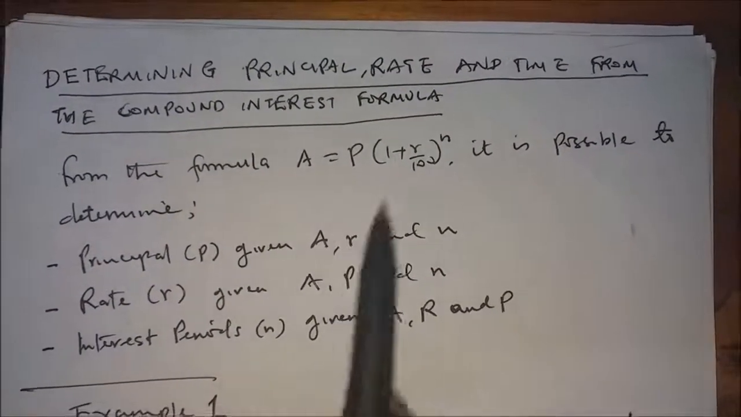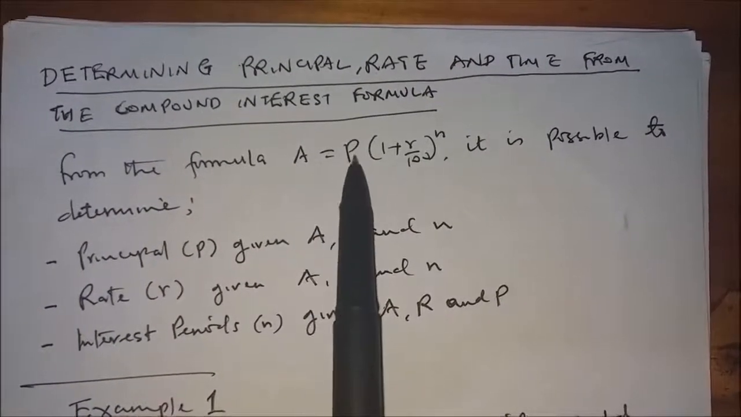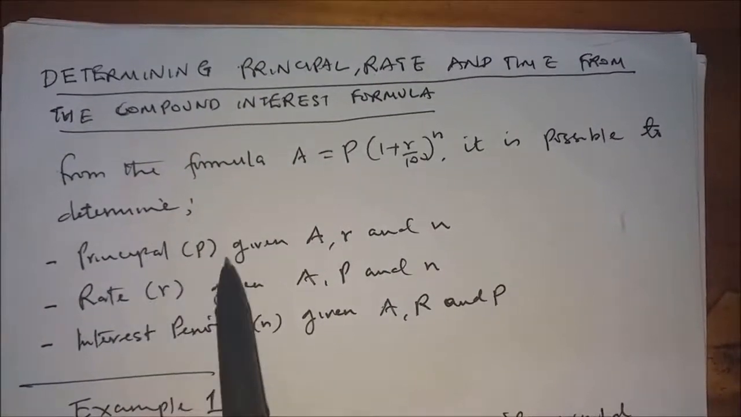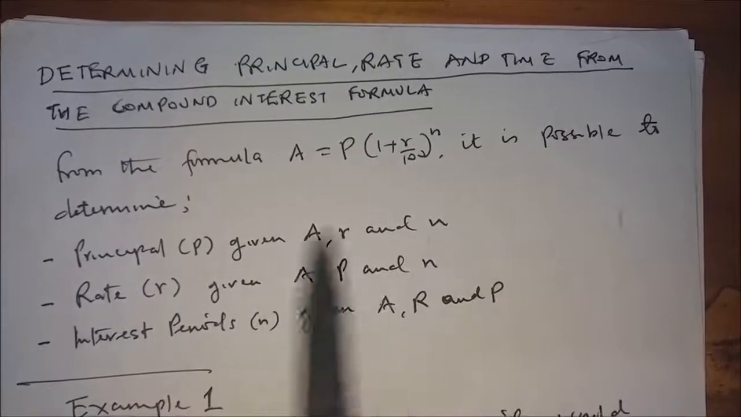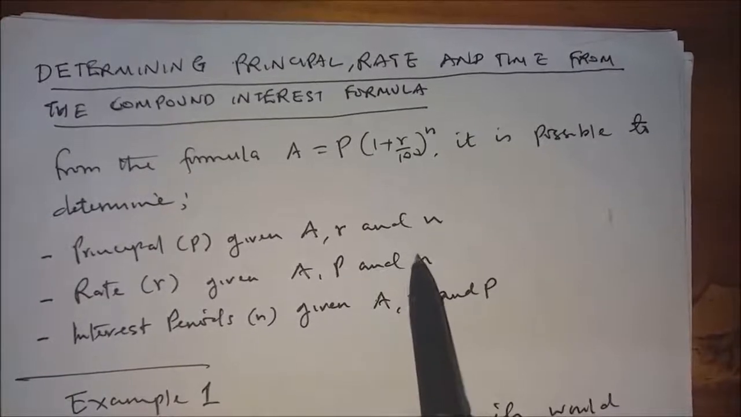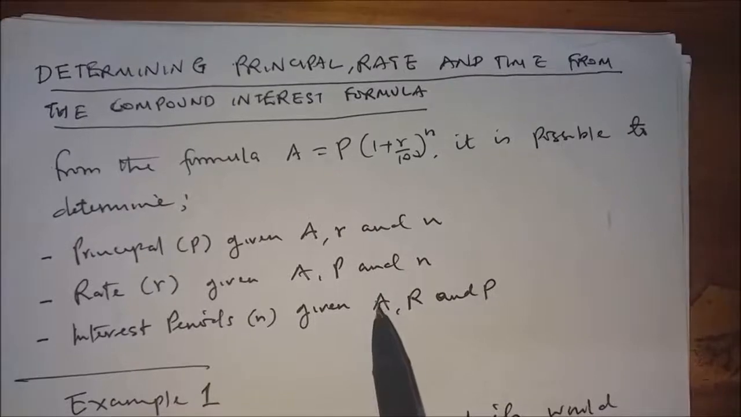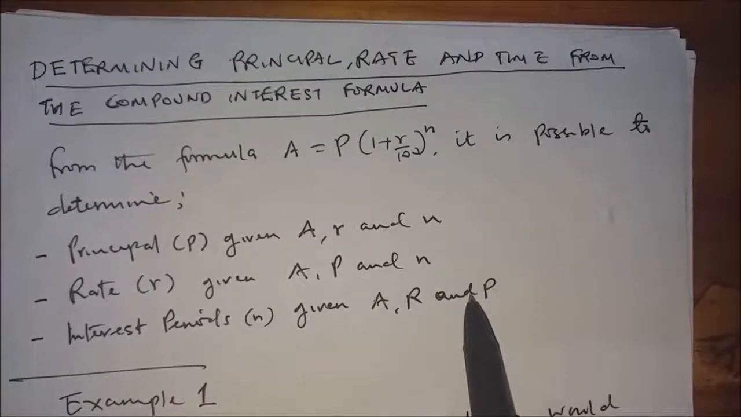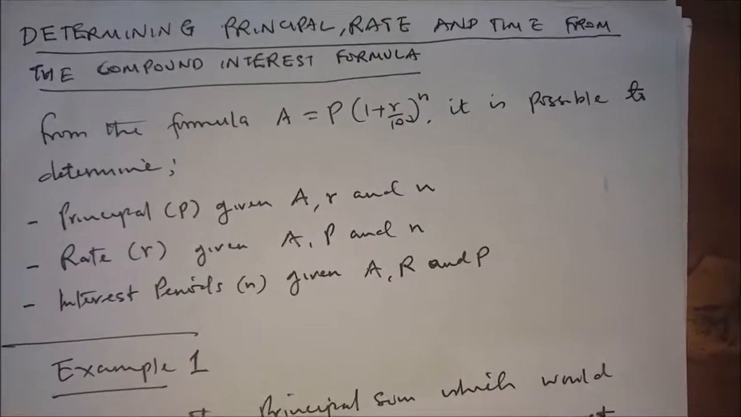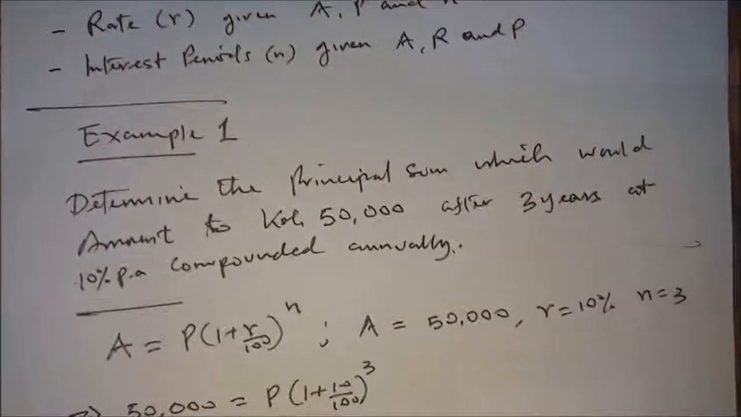From the compound interest formula, we are able to get the amount, but other than the amount, we can get the other variables, that is P, R, and N. So we can get principal given A, R, and N. We can get rate R given the value of A, value of P, value of N. We can also get the value of interest period N given value of A, value of R, and value of P. The examples, as you will see, will help us understand how we can manipulate the compound interest formula. And so we start with example number 1.